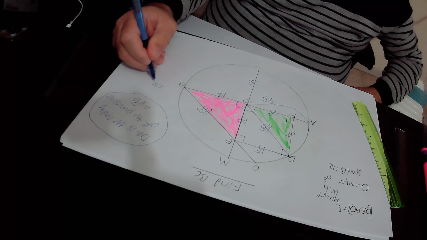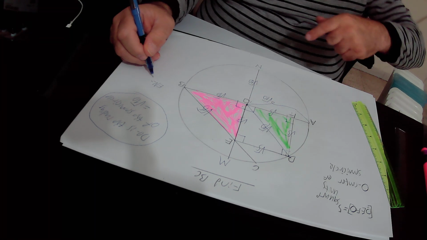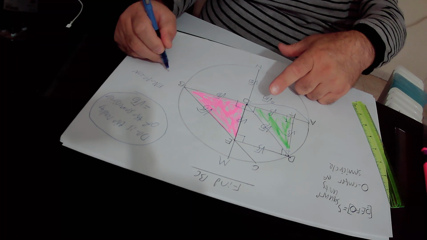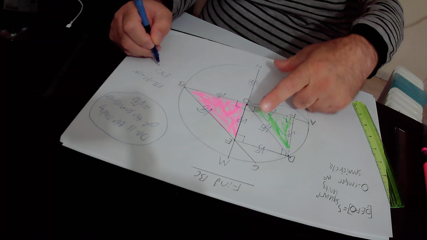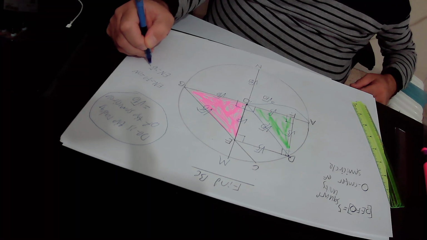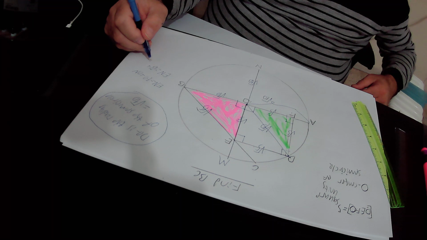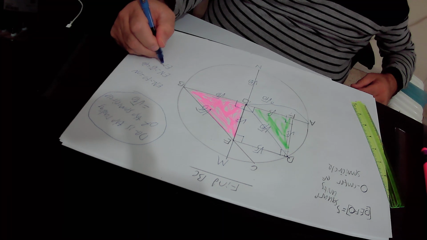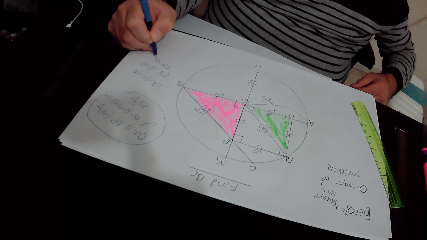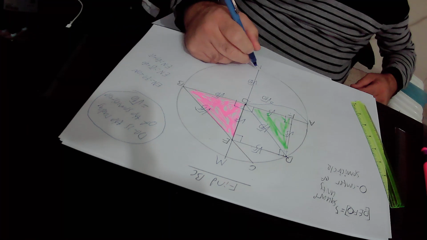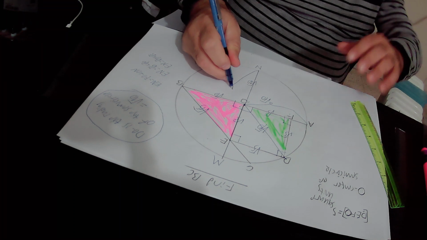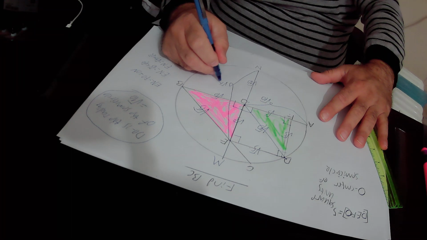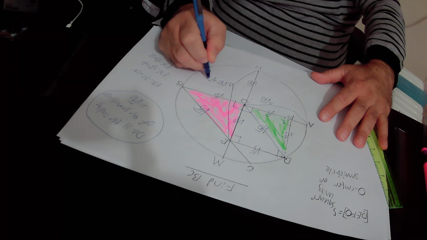EN equals EO plus ON. That is to say, EN equals EO, that is square root of 5 units, plus ON, that is square root of 10 units. So in conclusion, we found out that EN equals the square root of 10 units plus square root of 5 units.